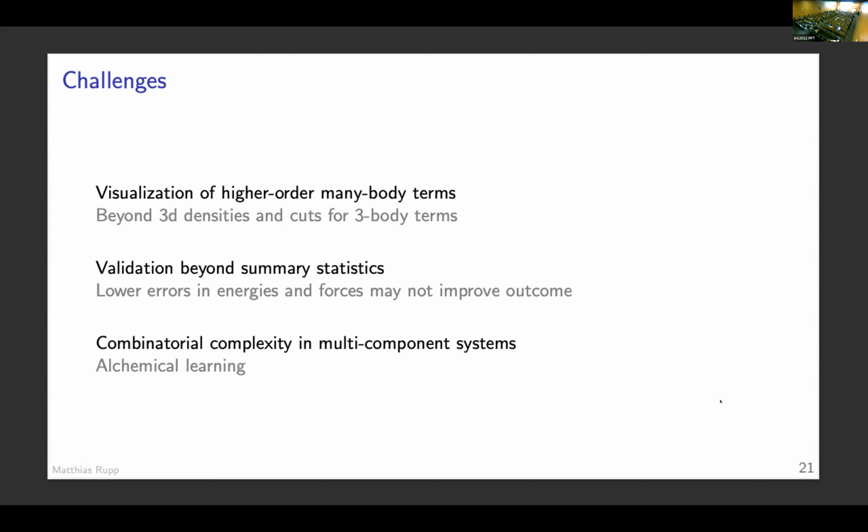And yeah, there's another problem if you get to multi-component systems with many different chemical elements. That is a challenge here because we learn all the interactions separately, and that can be a lot of interactions if you go to a high number of chemical elements. So alchemical learning is on the agenda, let's say.